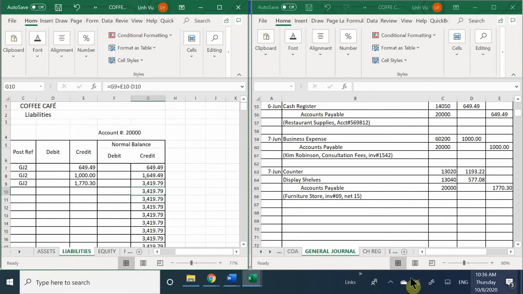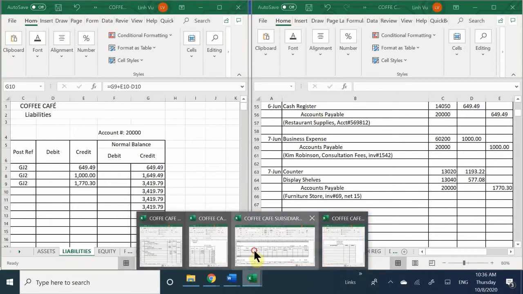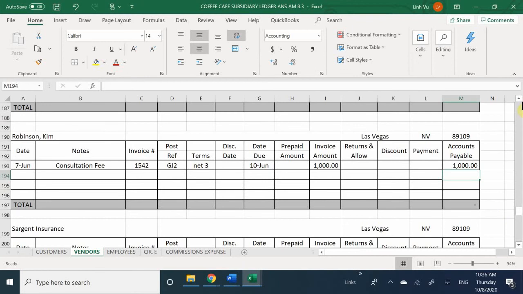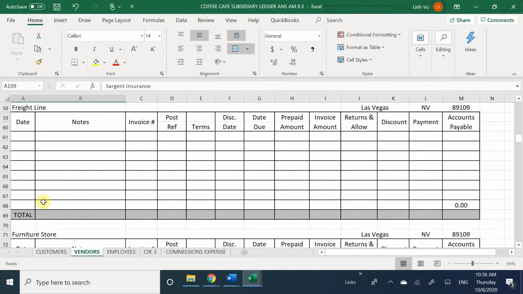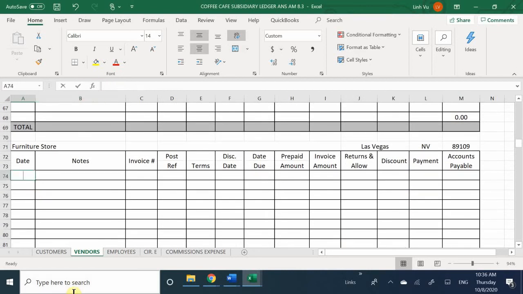Now that I'm done with that, I can now go to my last thing, which is my subsidiary ledger, because I finally received something from the furniture store. So here's furniture store. Again, I'm going to put the date of June 7. All right. Now here is where I could put my notes. In this case, not really much I'm going to do, but I'm going to make sure I have this information in here that I got a counter and I also received shelves. Okay. Invoice number 69. Post reference is general journal number 2.